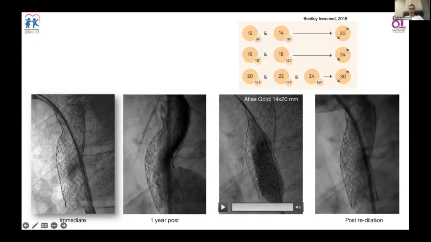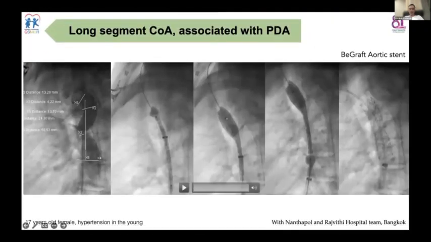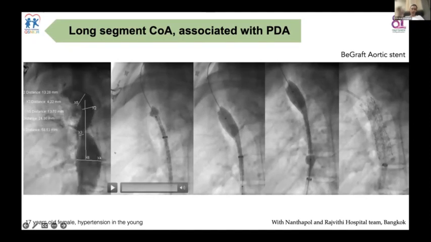So that's why we went back again into the cath lab and put a bigger Atlas Gold balloon to post-dilate it. And as you can see, the size is getting bigger, and the covered stent is functioning.